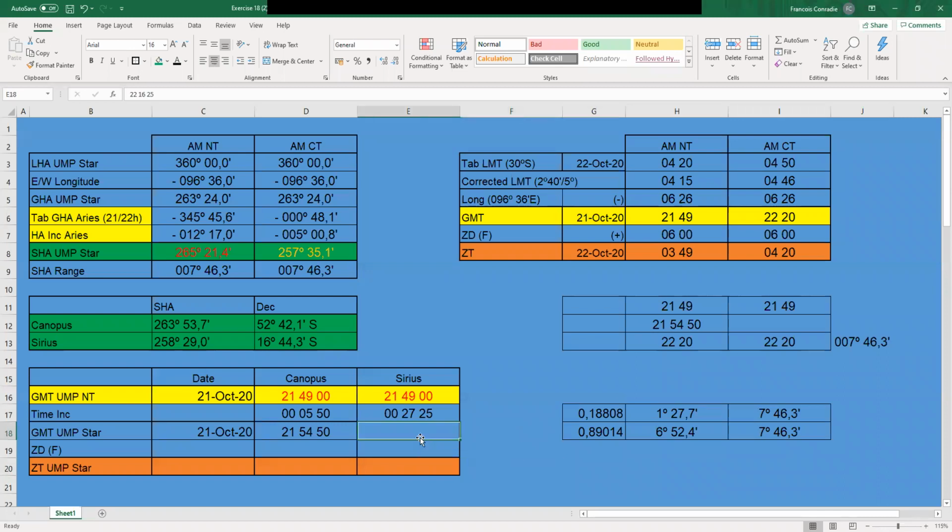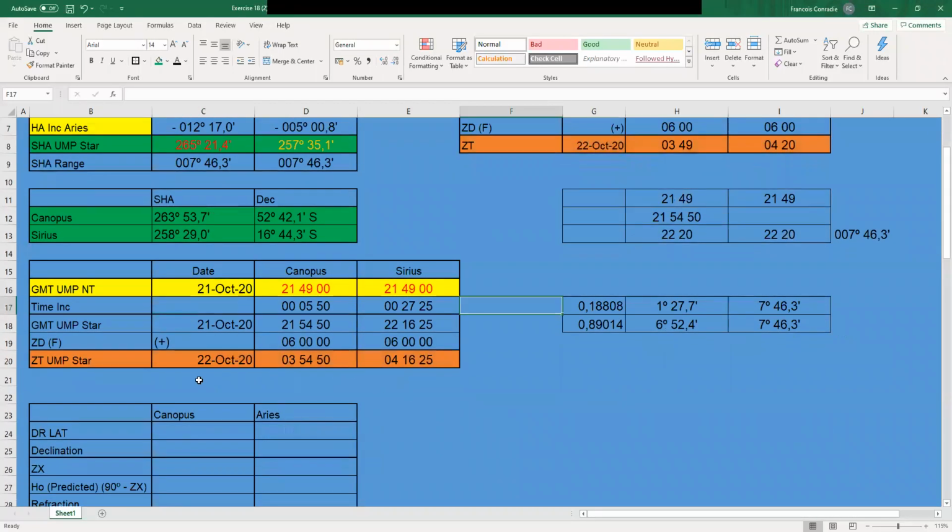So you add all of that up. That's going to give you 22:16:25. And then, of course, if you apply your zone difference of +6, just like we did there, that's going to take you back over to the 22nd. And then you'll have a time of 4:16:25.